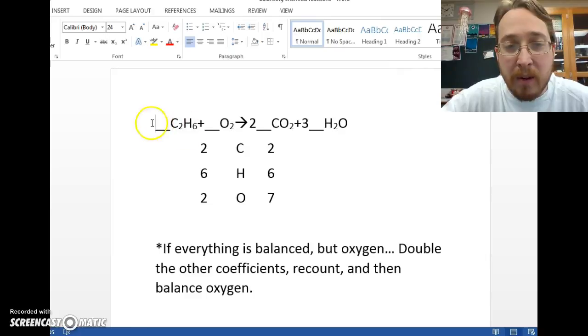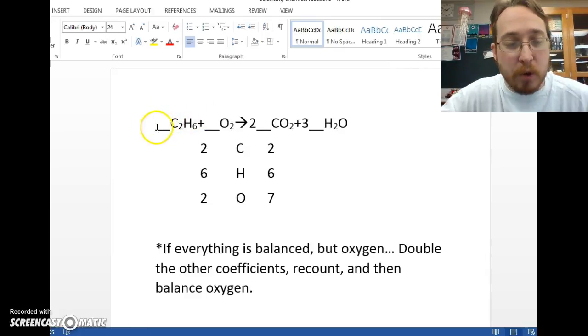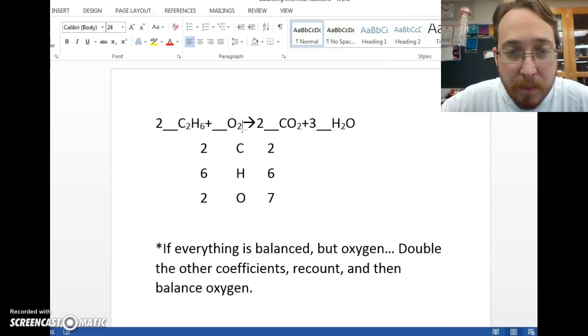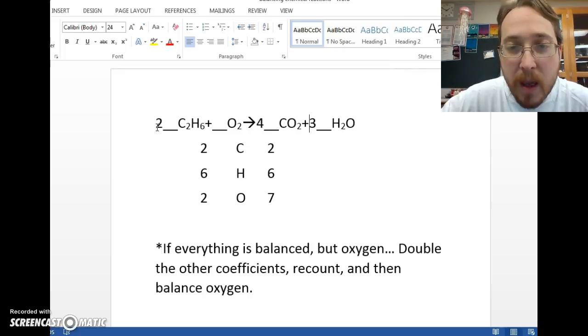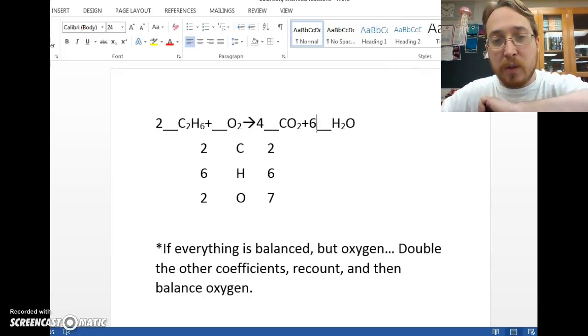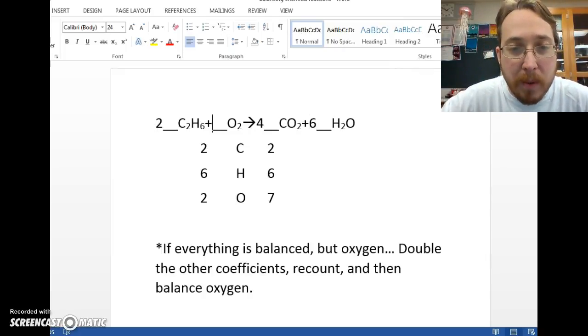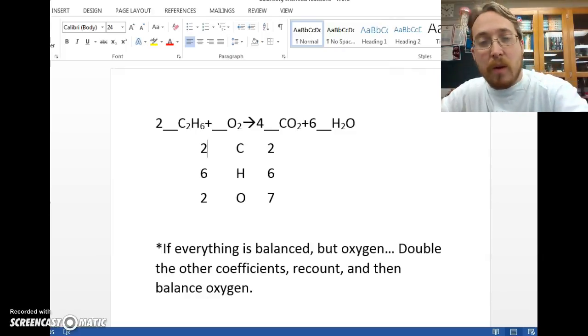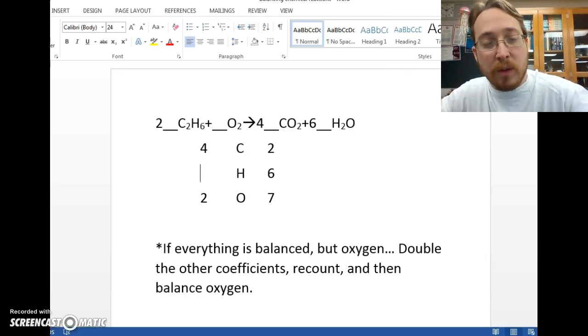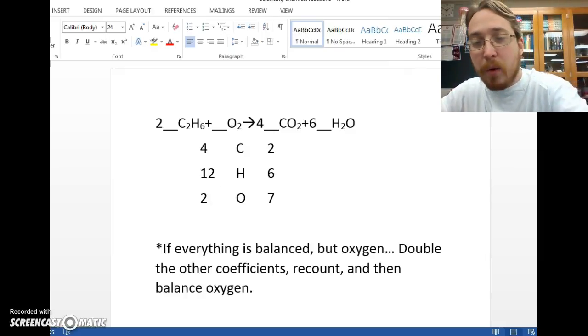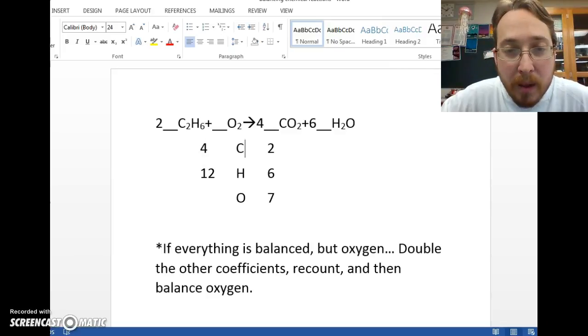So right now, we've got an invisible 1 in front of this coefficient here, so we're going to turn that to a 2, double it. We've got a 2 already at this coefficient, so we're going to turn that to a 4, double it. We've got a 3 already in this coefficient, so we're going to turn that to a 6 to double it. Now we recount. Well, how much carbon do we have on this side? We have 2 groups of 2, that's 4. How much hydrogen on this side? 2 groups of 6, that's 12. And we're going to save oxygen for when we balance it.